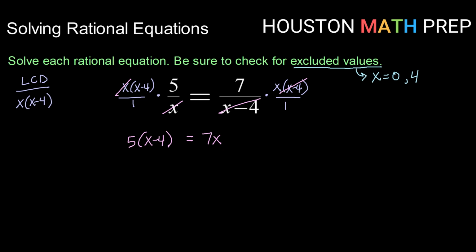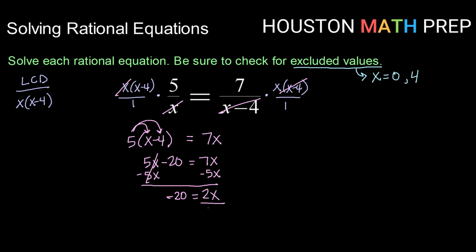Now once again, I have a linear equation, so I'm going to go ahead and work to solve that. First step is going to be to distribute my 5, so that's going to be 5x minus 20 equals 7x. Subtracting 5x to gather all my x's onto one side, I have negative 20 equals 2x. Dividing by 2, I get that negative 10 equals x.